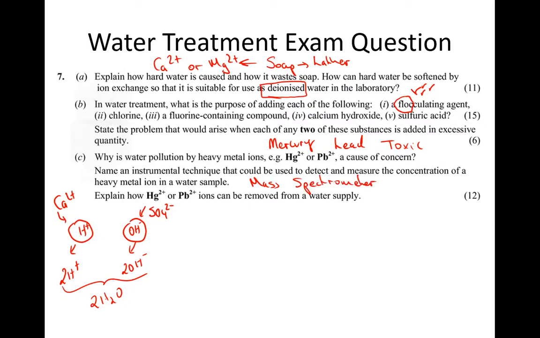Okay, and lastly then, explain how Hg, mercury, and lead can be removed from water supply. Now I'm going to come on to this in the next one. That's at the end of the next one when we talk about the sewage treatment. But normally, to get rid of these, what we would call heavy metal ions.